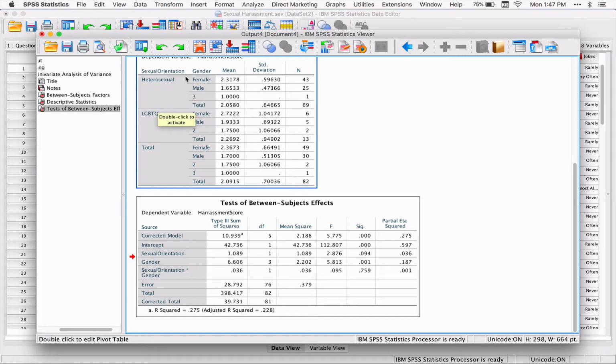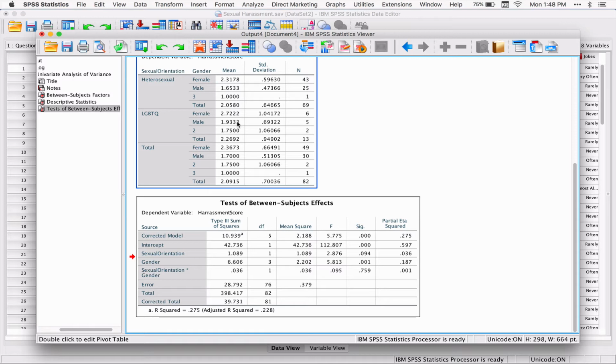And you have here, well, here are the female participants who reported being heterosexual, and the average for their sexual harassment score. Here are the male participants who reported being heterosexual, their sexual harassment score, and what they reported, right? Here's their average. And here is the total for all people who reported being heterosexual. Same thing here. Here's the female participants that reported being LGBTQ and their reported sexual harassment score. Here are the male participants who are LGBTQ and their reported sexual harassment score.